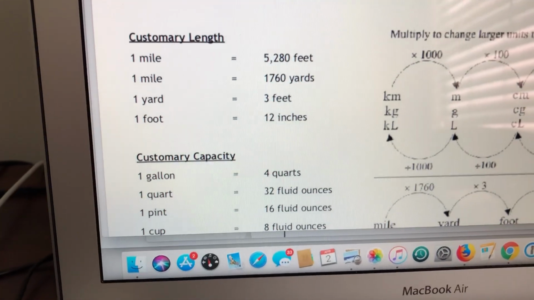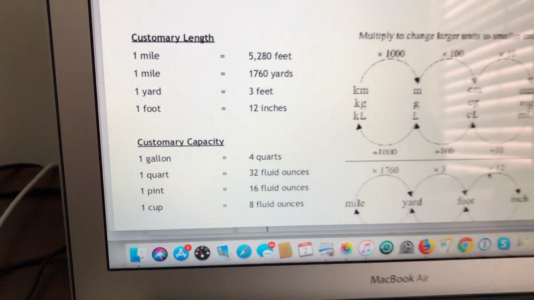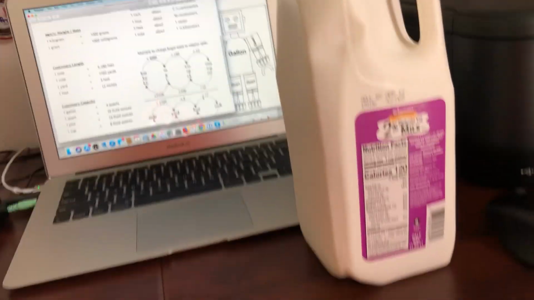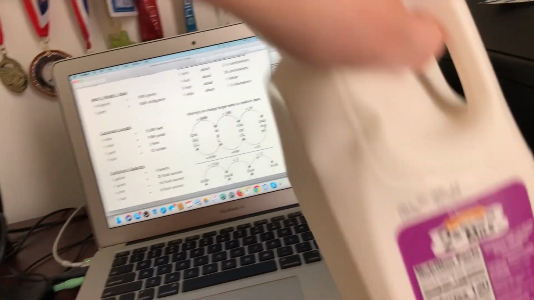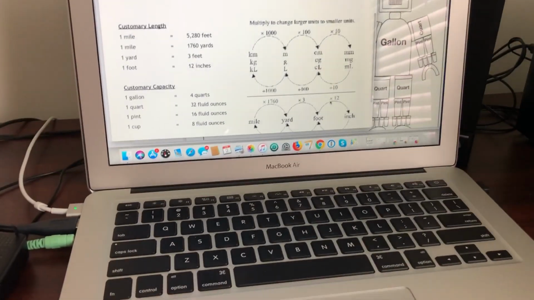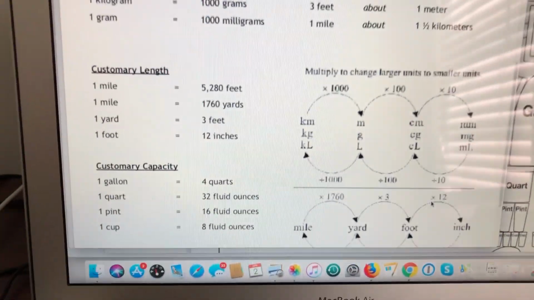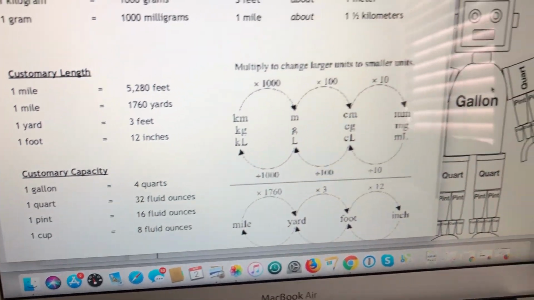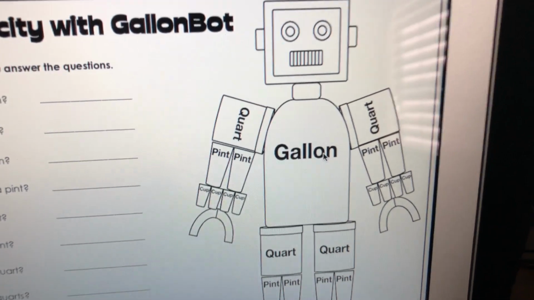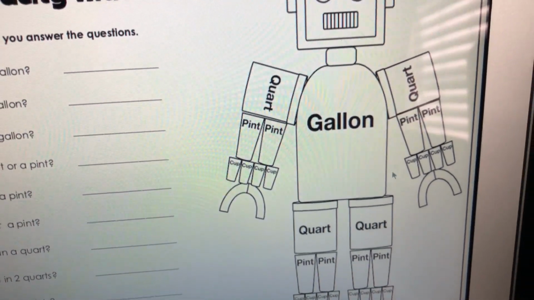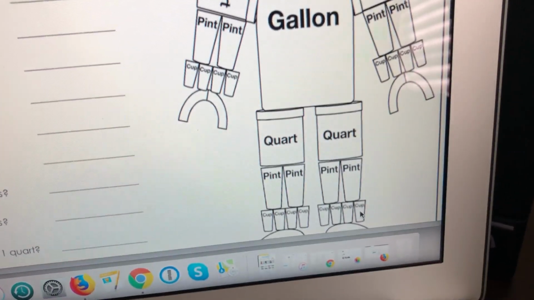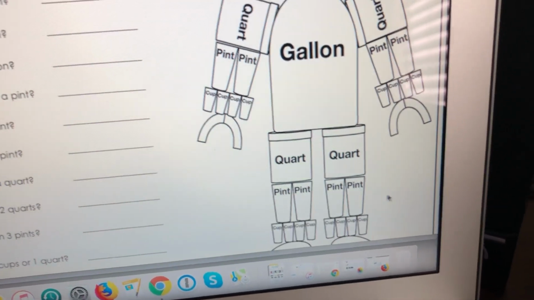In terms of capacity liquid, 1 gallon is 4 quarts. I have right here 1/2 gallon of milk. So 2 of those 1/2 gallons equals 1 gallon. I'm going to show you better on the gallon man picture actually. So there's 1 gallon, 4 quarts in a gallon, 8 pints in a gallon, and then all the way down to the smaller one is 16 cups.